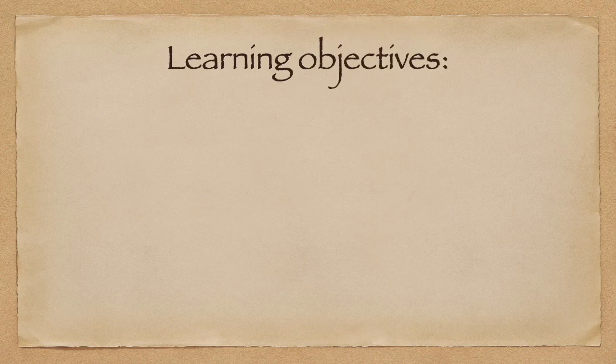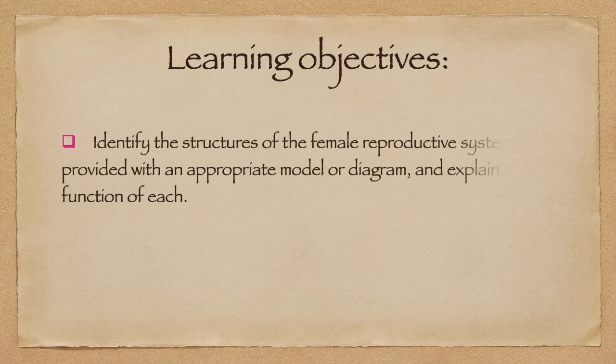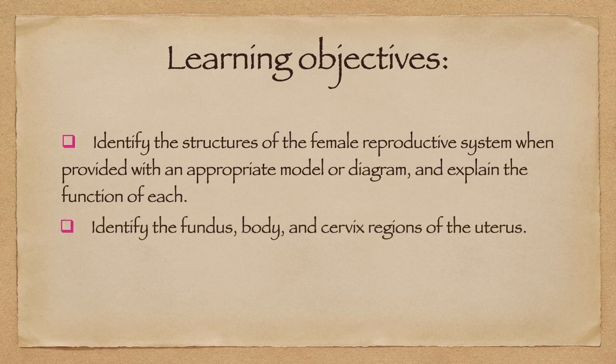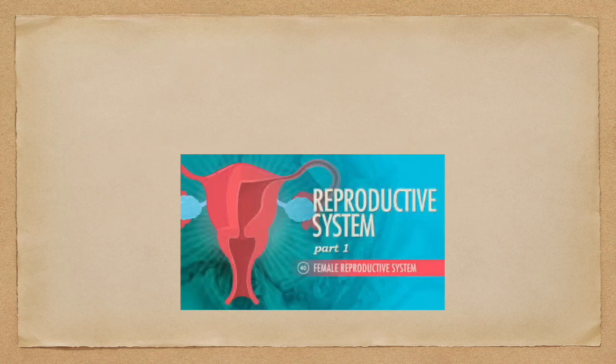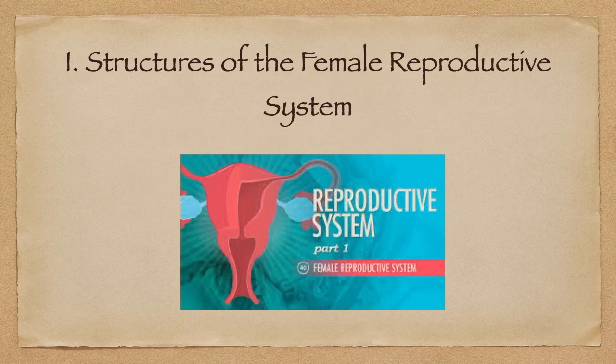For our learning objectives, you, as the learners, will be able to identify the structures of the female reproductive system when provided with an appropriate model or diagram and explain the function of each. You will be able to identify the fundus, the body, and cervix regions of the uterus. And lastly, name the exocrine and the endocrine products of the ovary. And now for our first objective, let's start with the structures of the female reproductive system.